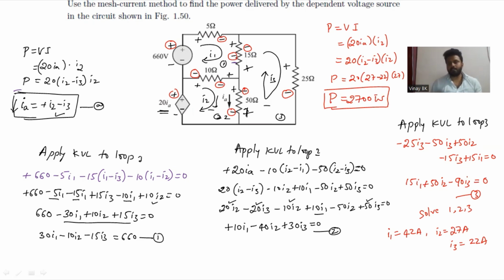So I hope you're understanding the problem. If you have any doubts regarding this problem, feel free to write in the comment box. First, you write IA from the circuit, that is I2 minus I3. Why is it I2 minus I3? Because I2 has the same direction as IA, so plus I2. I3 is flowing opposite to IA, so minus I3. Then P equals V into I. Before that, you apply KVL. If you have any doubts regarding this, feel free to write in the comment box.